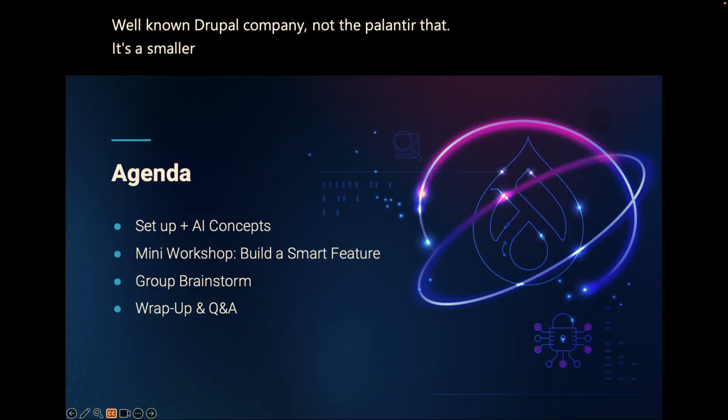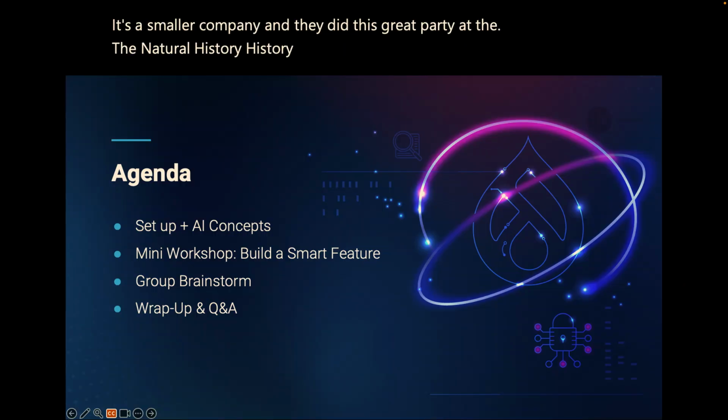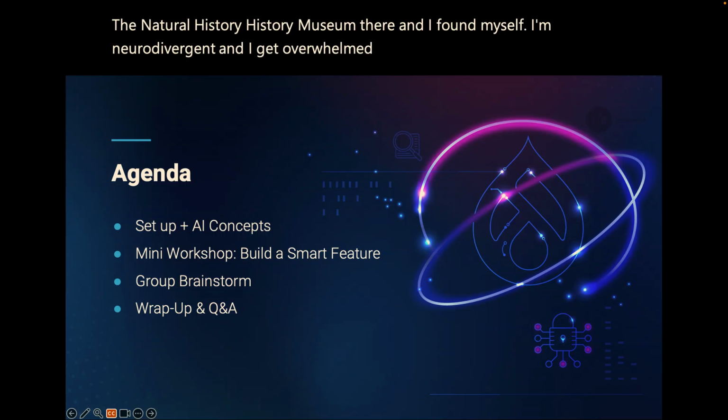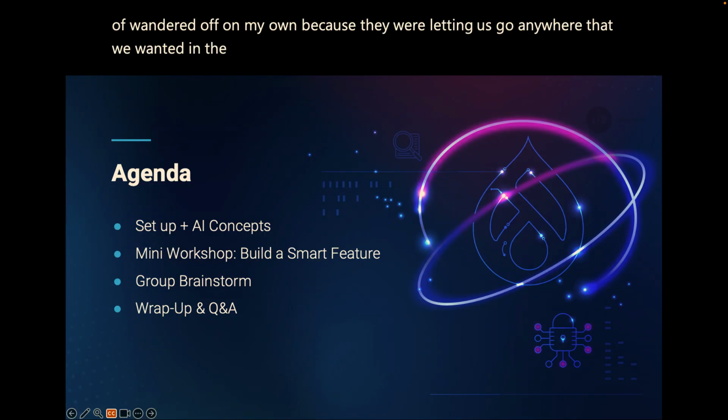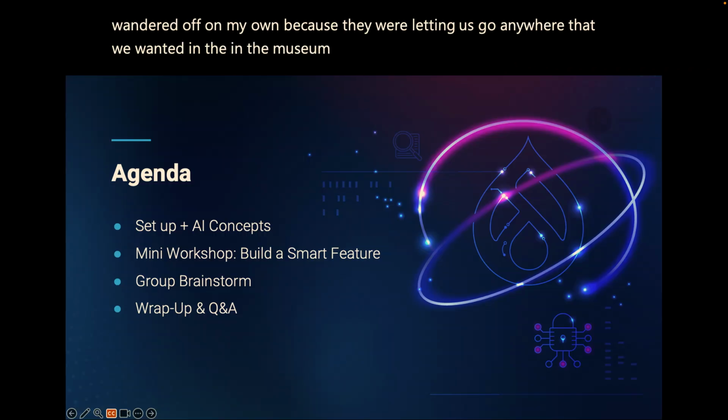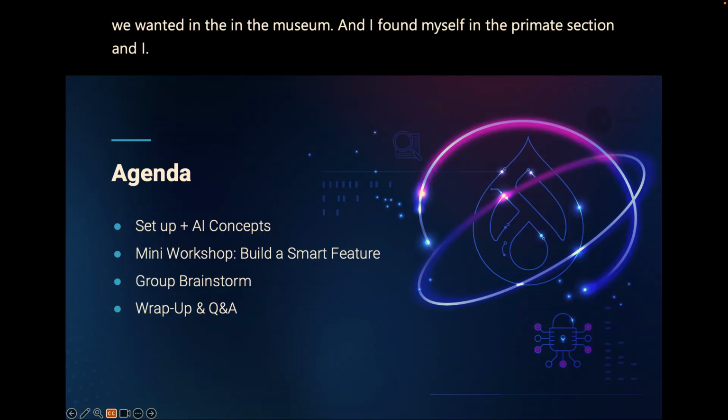And they did this great party at the Natural History Museum there. And I found myself, I'm neurodivergent, and I get overwhelmed by crowds pretty easily. And I sort of wandered off on my own because they were letting us go anywhere that we wanted in the museum. And I found myself in the primate section, and I pulled out a napkin, and I drew that little monkey.